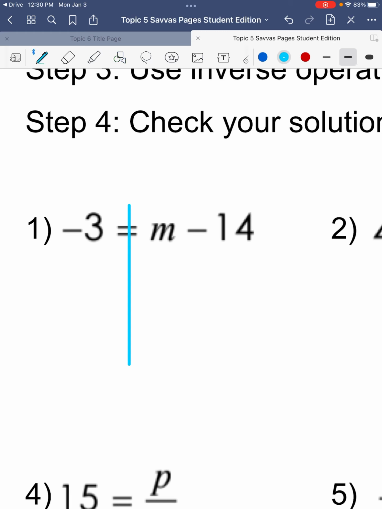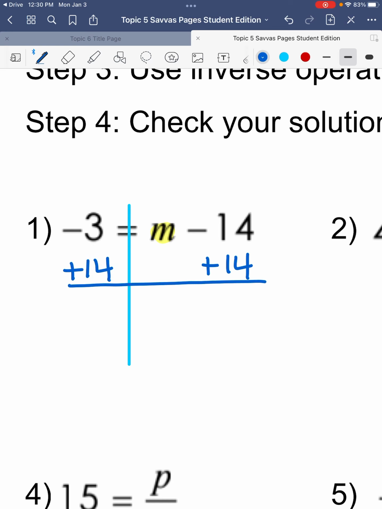Now I'm going to locate my variable, and my variable is that m right there. So I want to get it by itself. And see how it's connected to that minus 14? It's m minus 14. Well, how do I undo minus 14? If you said add 14, you're correct. So that's what I'm going to do. I'm going to add 14. And remember, whatever I do on one side, I must do on the other. So I'm going to come over here and add 14 as well.